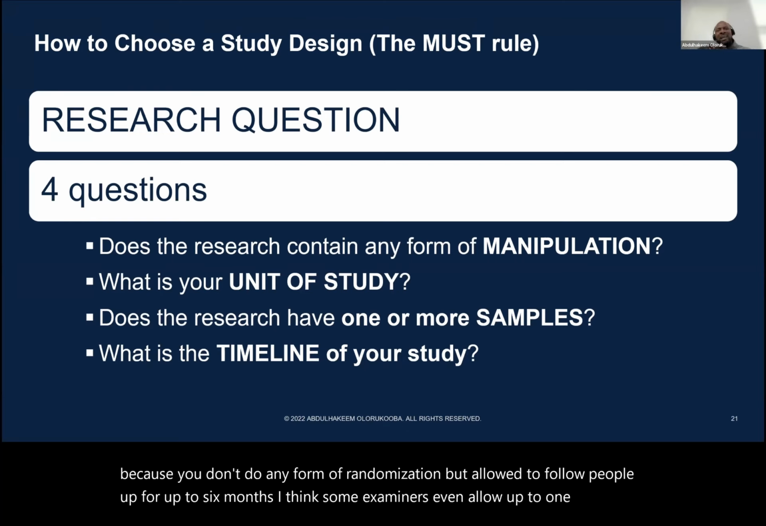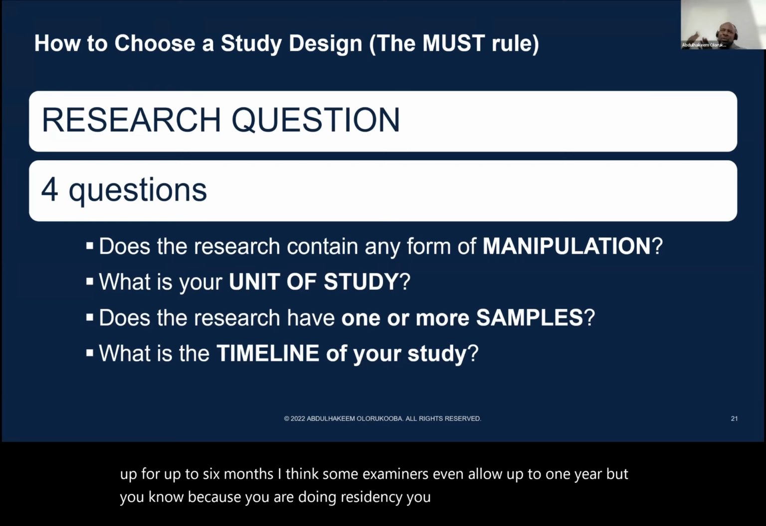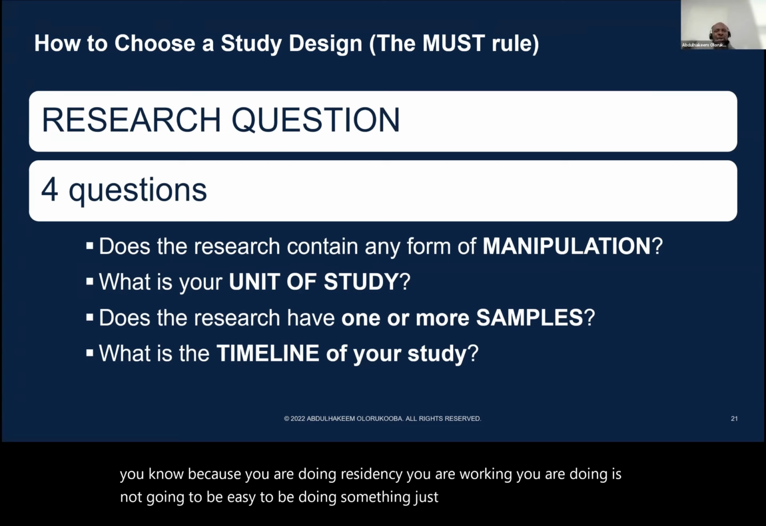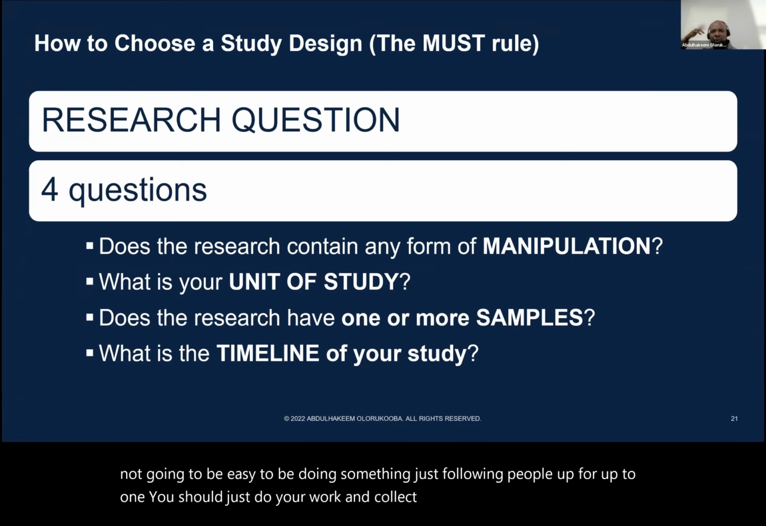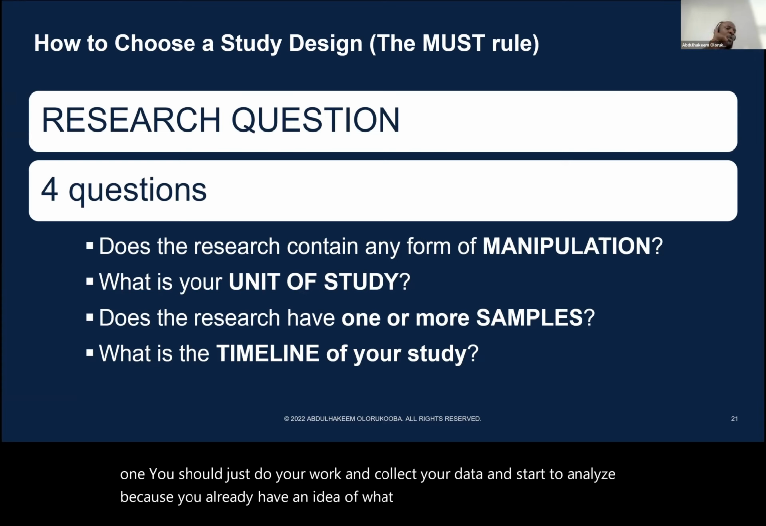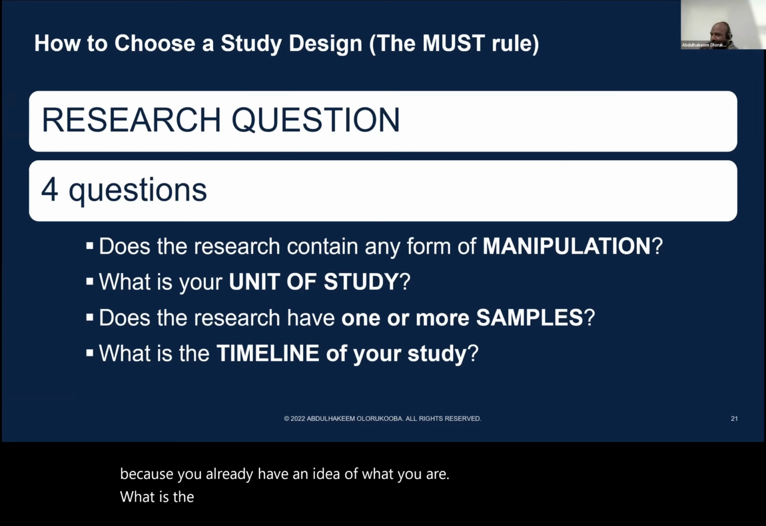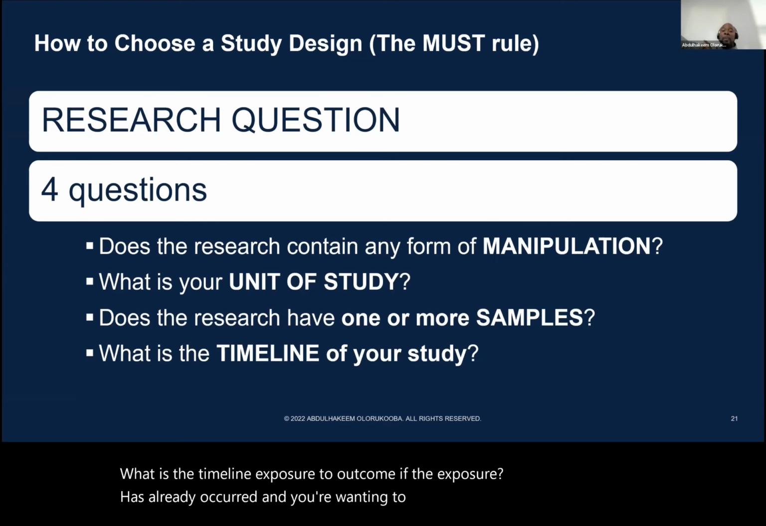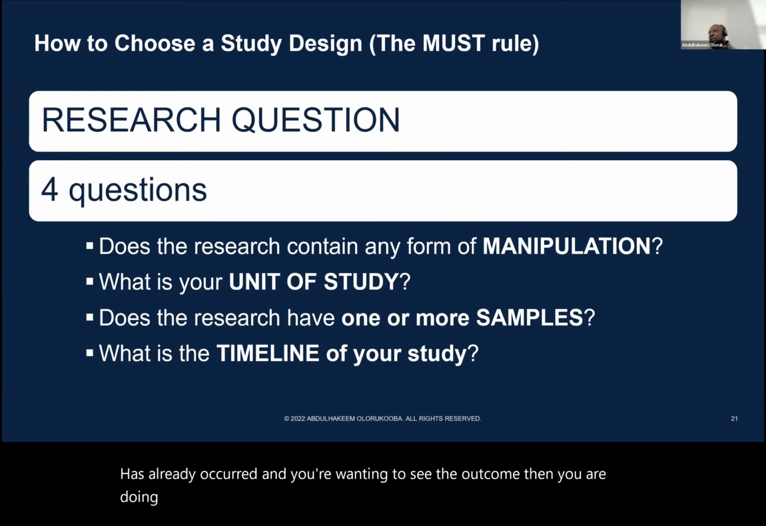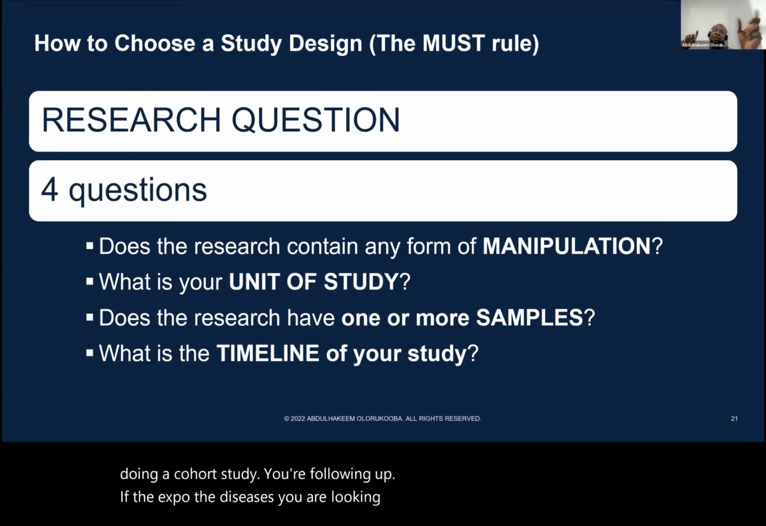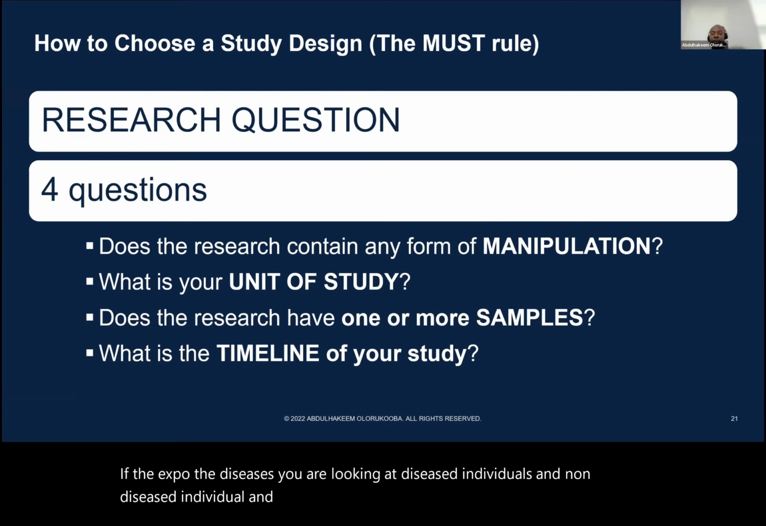But because you are doing residency, you are working, it's not going to be easy to be following people up for up to 1 year. You should just do your work and collect your data and start to analyze, because you already have an idea of what you are doing. What is the timeline? Exposure to outcome. If the exposure has already occurred and you're wanting to see the outcome, then you are doing a cohort study. If you are looking at diseased individuals and non-diseased individuals, and you're trying to look at what exposure led to that disease, you have a case control study.